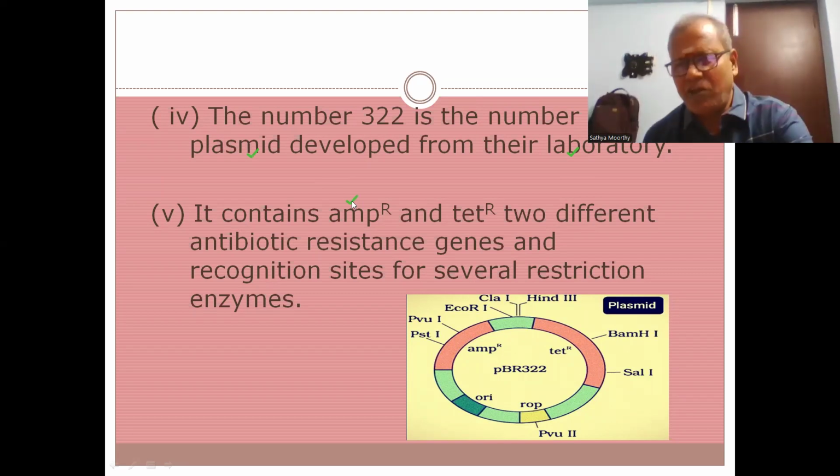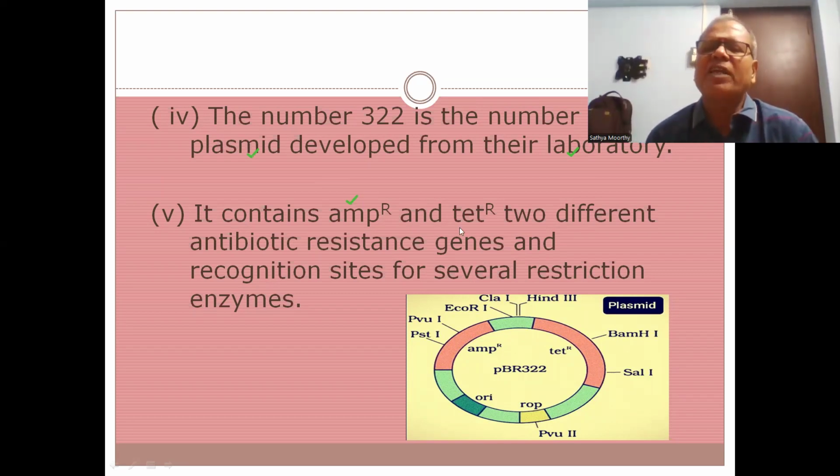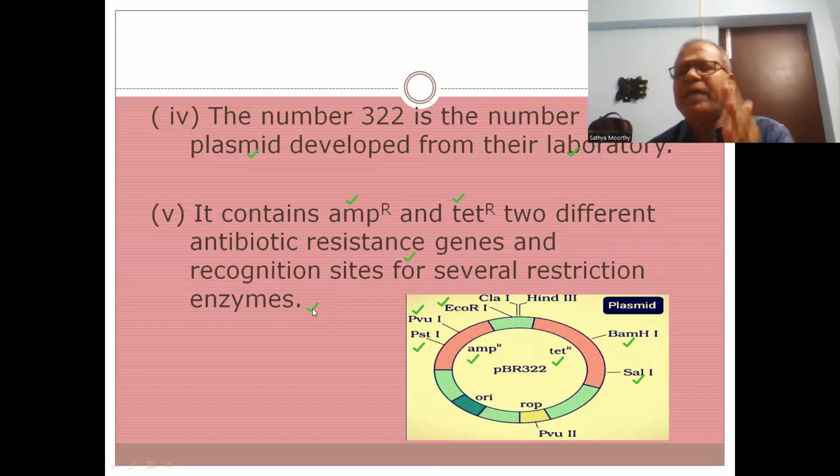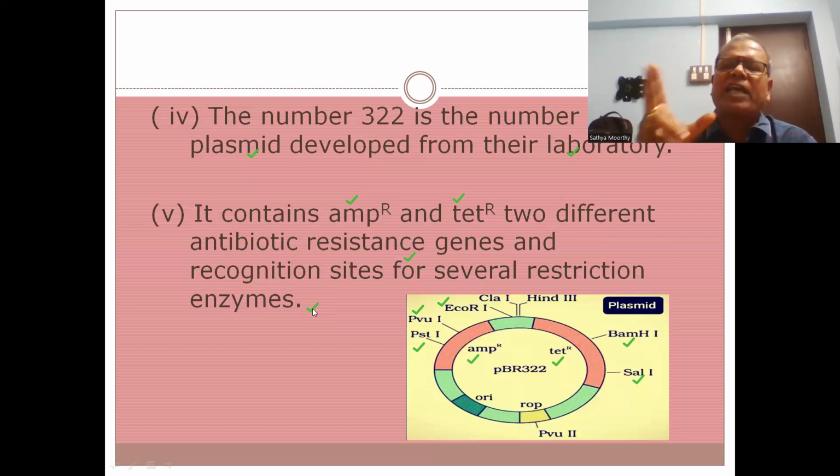antibiotic resistant genes or marker genes, ampicillin resistant and tetracycline resistant. Two different antibiotic resistant genes are present. See here, ampicillin and tetracycline. And it also possesses a lot of recognition sites for restriction enzymes or restriction endonucleases. We are calling them restriction enzyme sites. So these sites are identified by the restriction enzyme, and it cuts DNA in that region.